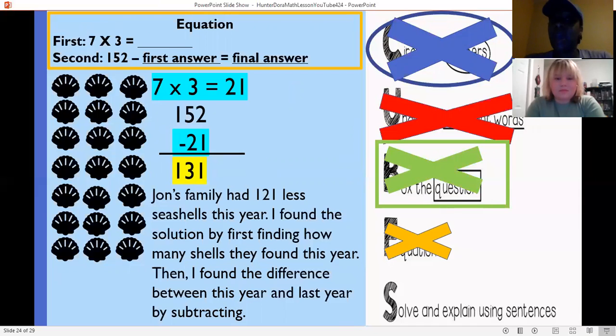We found a solution by first finding out how many seashells they found this year. And then I found the difference between this year and last year by subtracting. Great explanation. I love those complete sentences.